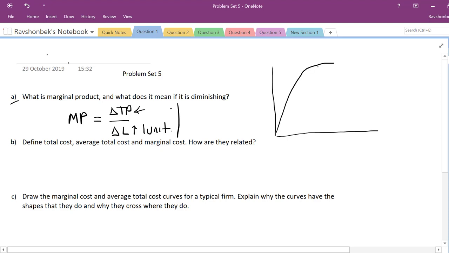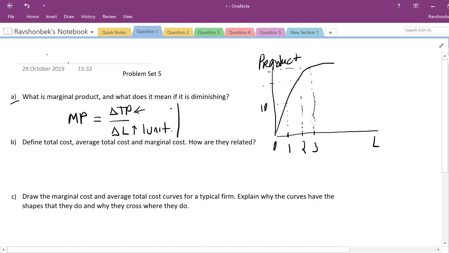You can call it total product if you want. So this is the amount of product, and this is labor. Notice this. If I add the first unit, from 0 to 1, this is how much that person produces. Let's say 10 units. I add a second person, and together they made that much, using, let's say, one single machine and 2 operators. Now I add a third person, and together 3 people will make that much.